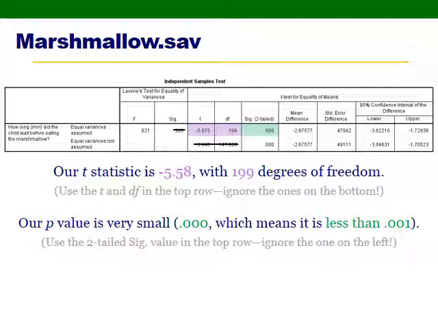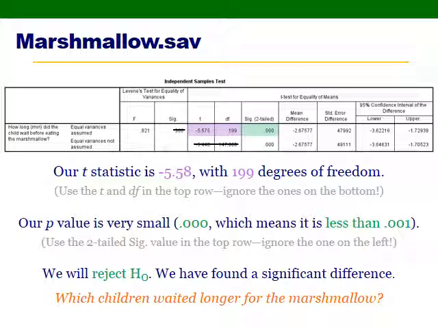Since our p-value here is so small, it is well below 0.05, we can conclude that we have found a significant difference. We reject the null hypothesis, and our conclusion is that these two groups of children, German children and ENSO children, were not equal in terms of their ability to wait for the marshmallow. If we want to know which group of children were able to wait longer, we would look back at the means for each group in the previous table, and we would see that on average, the ENSO children were able to wait significantly longer before eating the marshmallow compared to the German children.